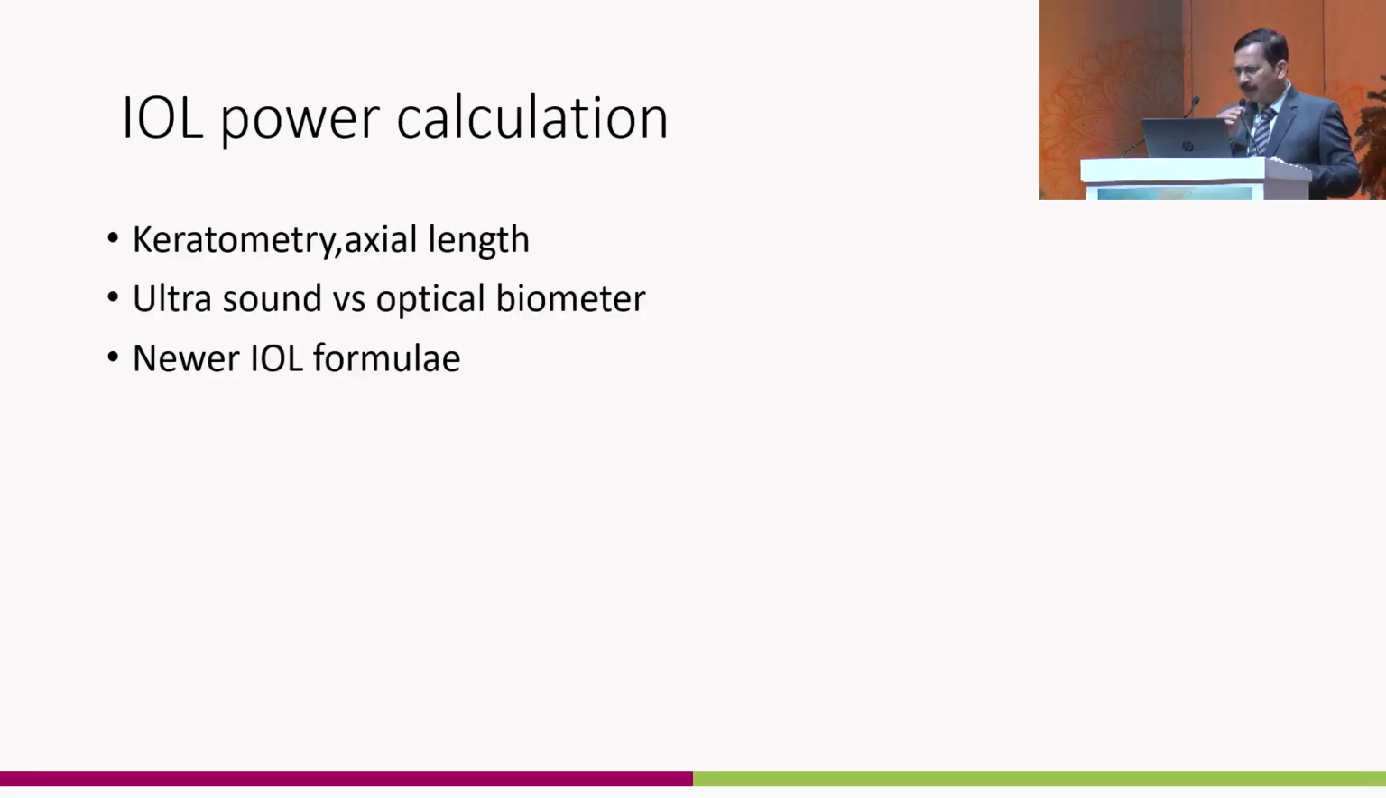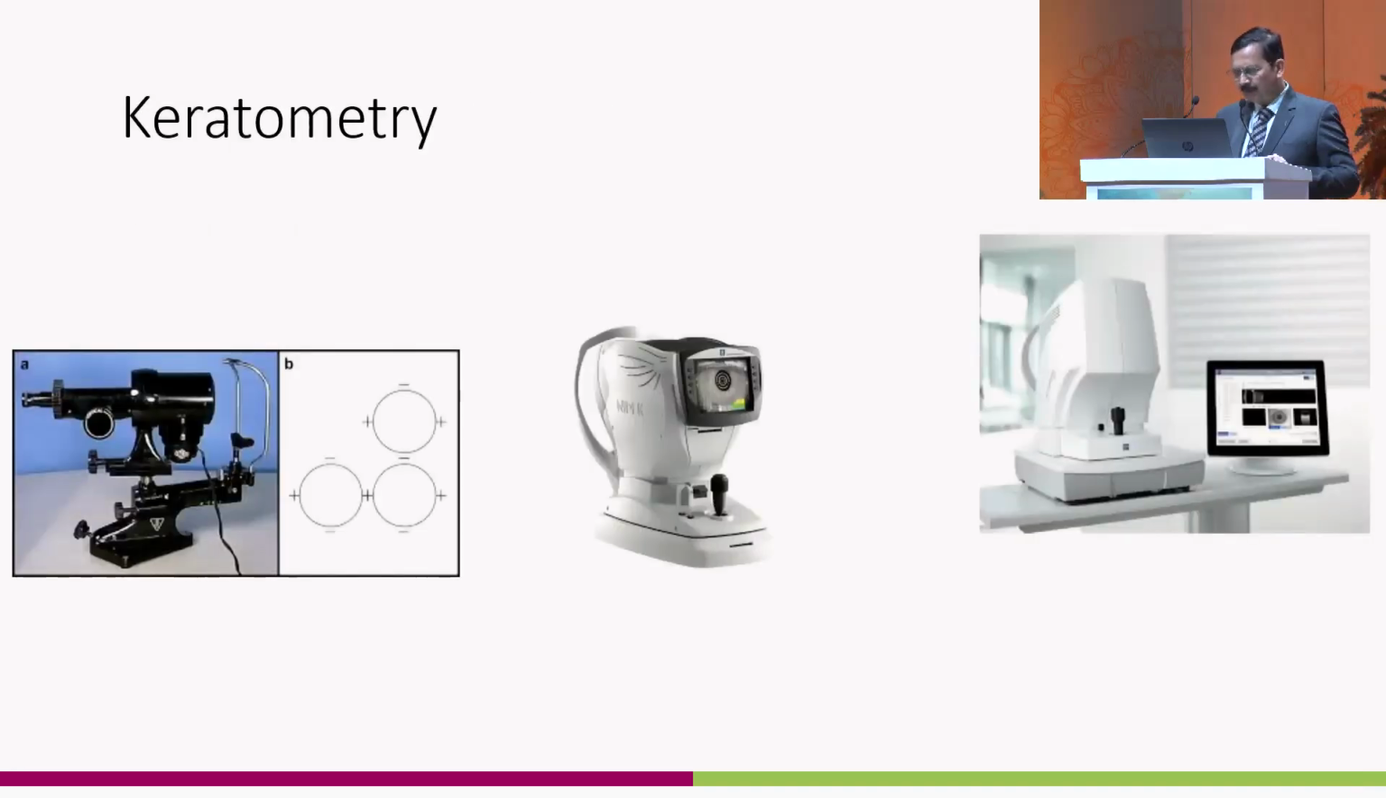IOL power calculation, which has already been dealt with nicely in the first talk, is of paramount importance because the patient comes to us for visual recovery, and the visual recovery mainly depends on this. Whatever method works well in our hand for regular cataract surgery is okay. A lot of newer IOL power calculation formulae are available, but as Dr. Ramesh said, the Barrett's toric IOL power calculation is the best.